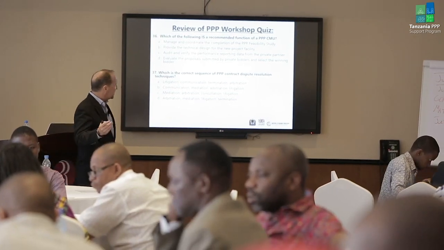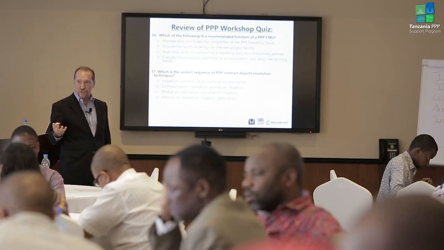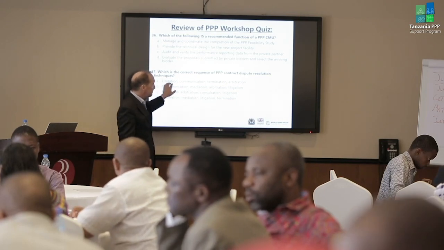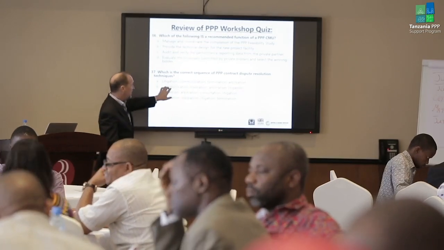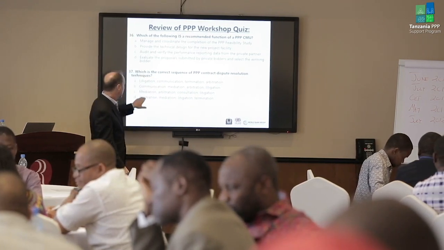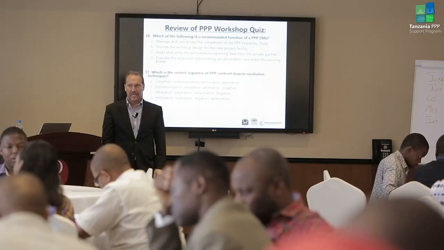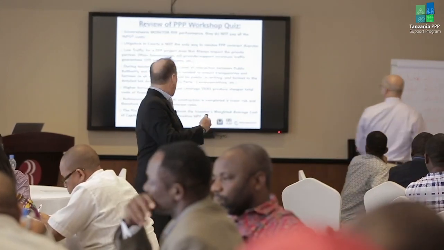And then, which is the correct sequence of PPP contract dispute resolution techniques? Is it A, first litigation, then communication, termination, and arbitration? Is it B, communication, mediation, arbitration, litigation? Is it C, mediation, arbitration, consultation, litigation? Or is it D, arbitration, mediation, litigation, termination? Correct, it is B. I think you know this well. Okay.